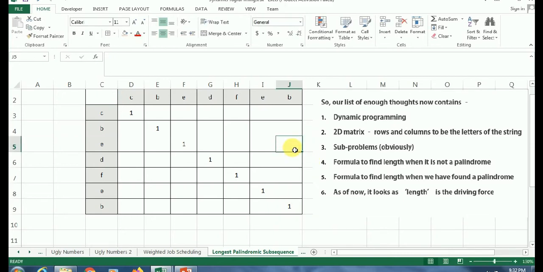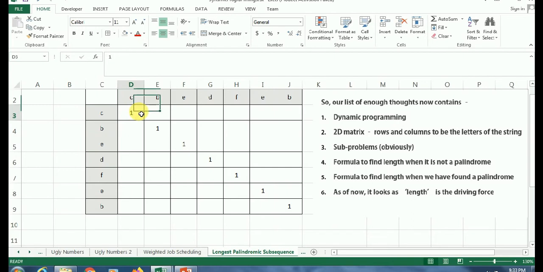Now we are going to increment our length by 1. So it's going to be CB. Now these two we are going to consider. So first check whether C is equal to B. Is C equivalent to B? No, right? That means we are going to apply the formula at point number 4, the formula to find length when it is not a palindrome. So it is going to be the max of the length of the LPS of C and the length of the LPS of B.